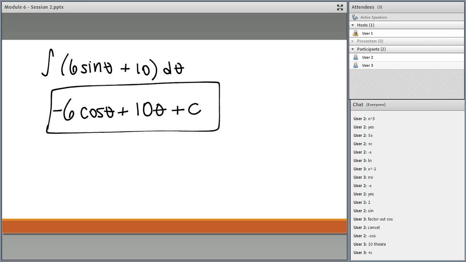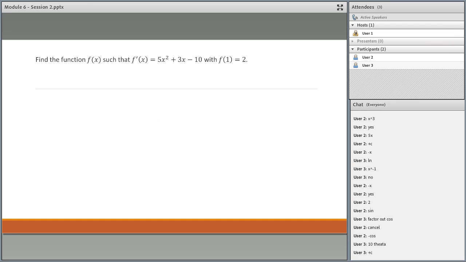I believe we have one more example. Okay, we do. So our last example is find the function f of x such that the derivative, which is given to us, is 5x squared plus 3x minus 10. And then they say with f of 1 equals 2. This information is telling us some information about the function so that we can find out what the constant is. So this is used to find the constant. So that we will use later.